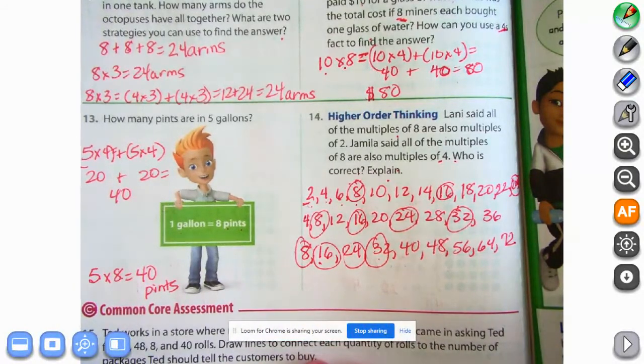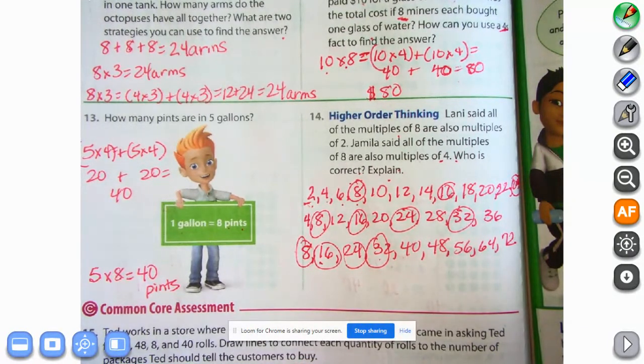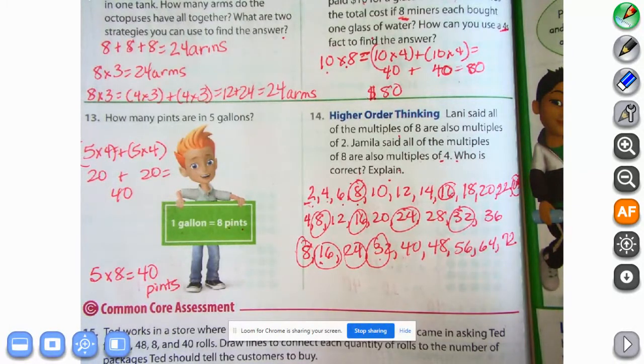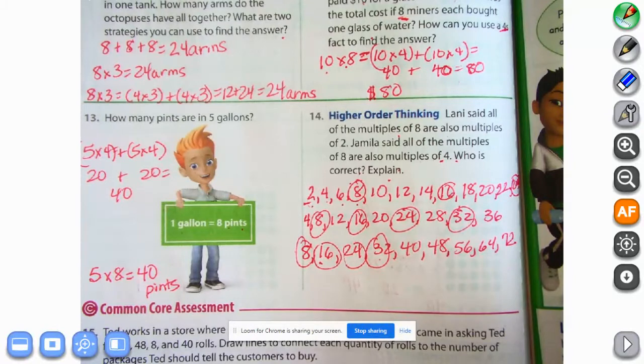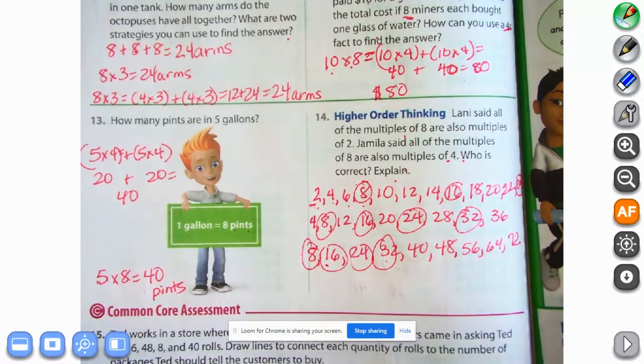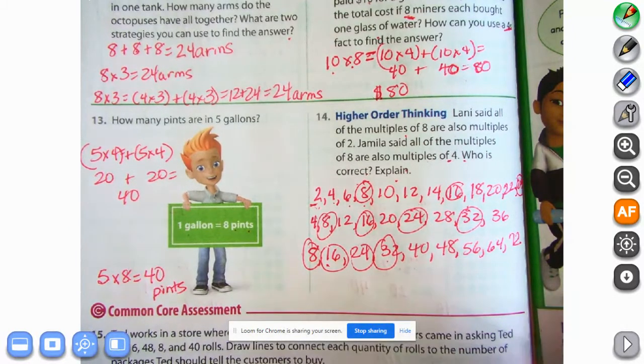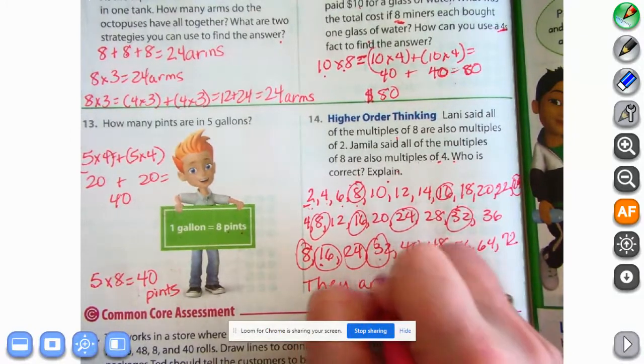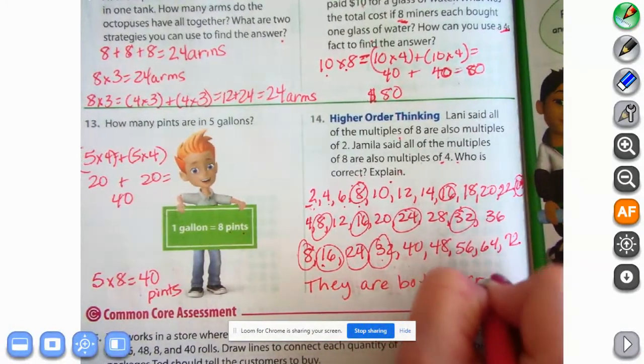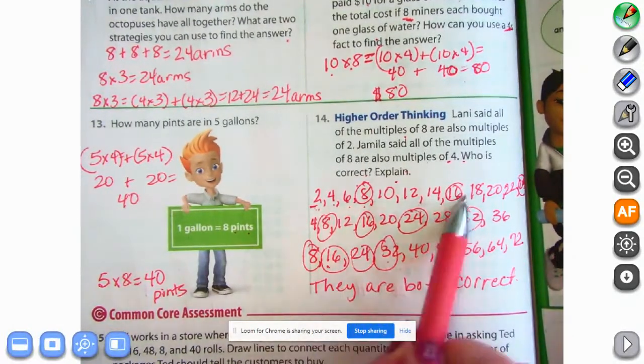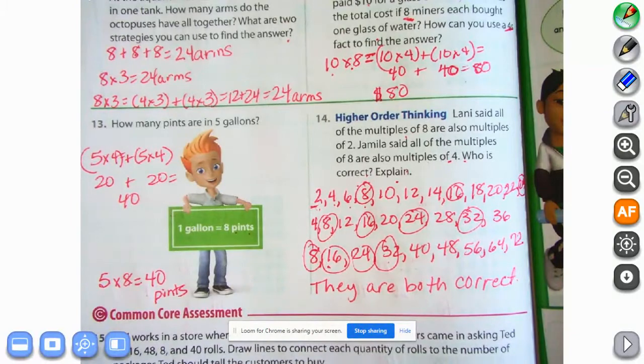So Lanny said all of the multiples of 8 are also multiples of 2. Jamila said all of the multiples of 8 are also multiples of 4. Who is correct? What do you think? Okay, they are both correct. They're both correct, right? Because we see the same numbers skip counting by each of those.